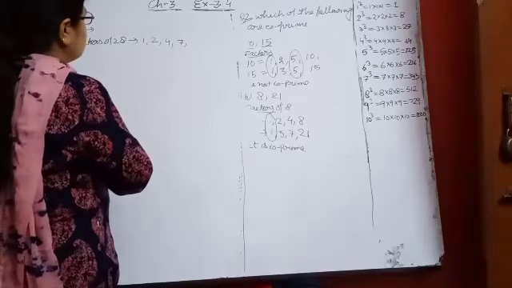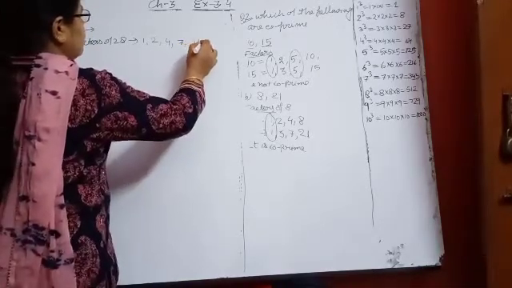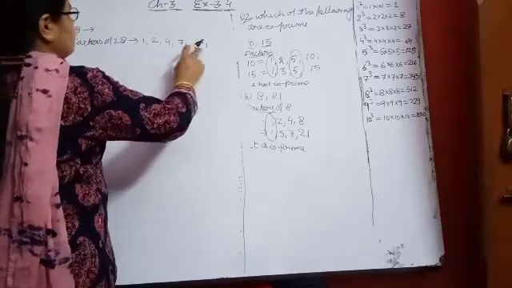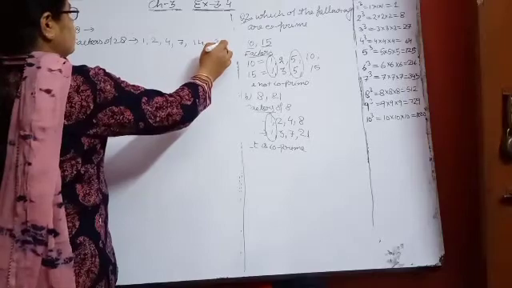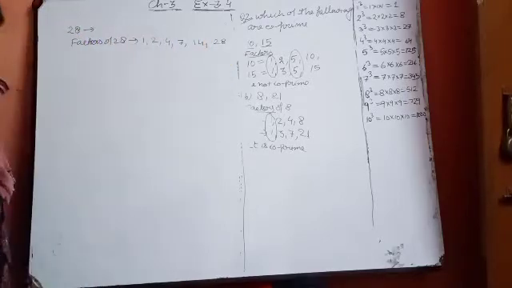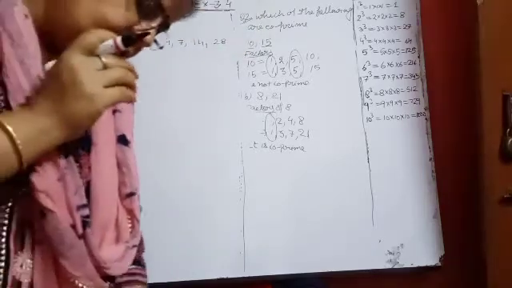In the 10th table it does not come. In the 11th table it will not come. 12, 13, 14. In the 14 table it will come. And after 14, the next factor will be 28 itself. And what is written there? Give an example of a perfect number other than 6.